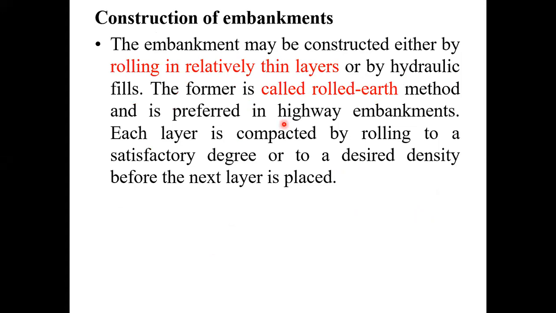And how the construction of the embankment will take place, we shall see. The embankment may be constructed by rolling in relatively thin layers. You have seen the different types of roller. What will you do? First, you will bring the soil from the quarry or a nearby site. Next, you will spread the soil. Then you will compact it in a thin layer. That is called the rolled earth method, and it is preferred in highway embankments. Each layer is compacted by rolling to a satisfactory degree or desired density.